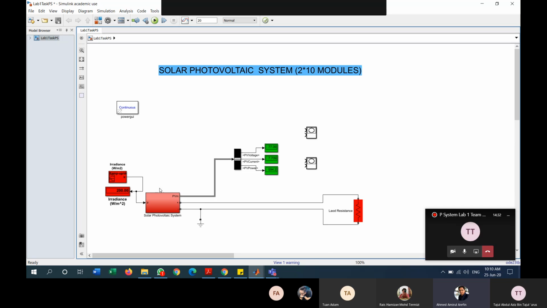First, try to understand what the diagram is. This is the solar photovoltaic system which we are talking about, the PV. Okay, photovoltaic. So this is the input part, where you have connected the irradiance. I will discuss what the irradiance is. Then we have two terminals where we have connected a load by grounding to complete the circuit. And here we have three terminals for voltage, current and power.